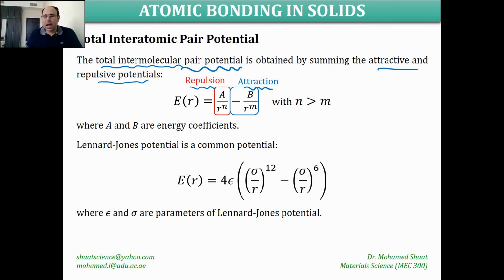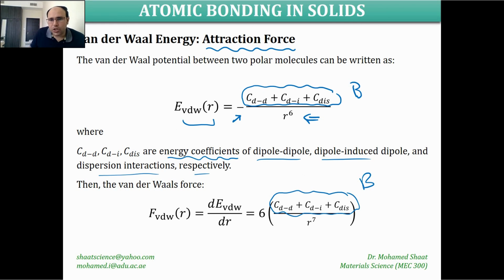Make sense? And in general, even the attraction could be related to a power that is different from the repulsive. It means that the repulsive could be to the power 6 or 7 or 8, a different number.